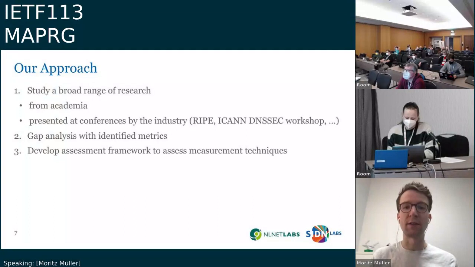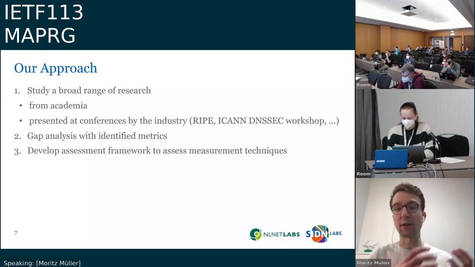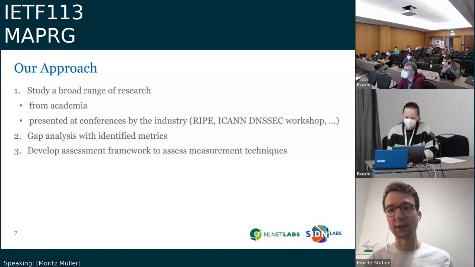So for this reason, in order to address these challenges, we have the following approach. The first is to get a very broad overview of which metrics have been measured so far by the community. And there we mean not only the academic community, where we look into academic papers at the high-tier conferences and journals, but we also look into more conferences where industry partners are also presenting, so that we not only cover the people that actually publish their studies at academic conferences and journals, but also other contributions as well. These conferences then include RIPE conferences, of course, ICANN DNSSEC workshops, OARC, and so forth.